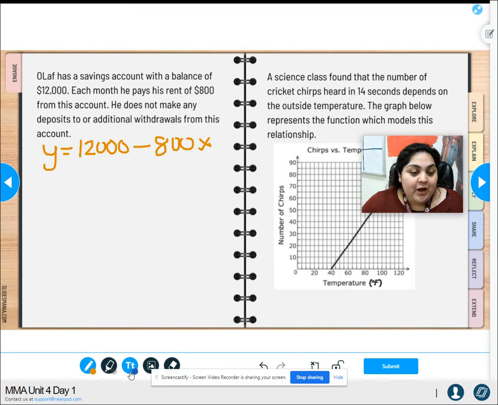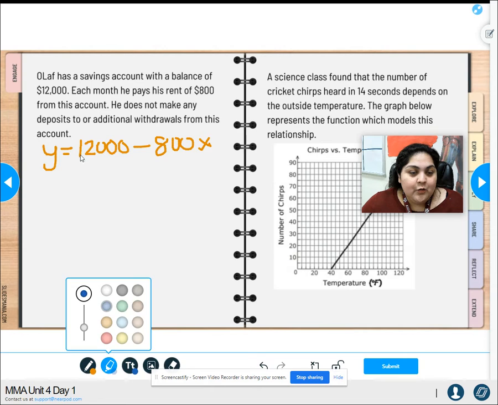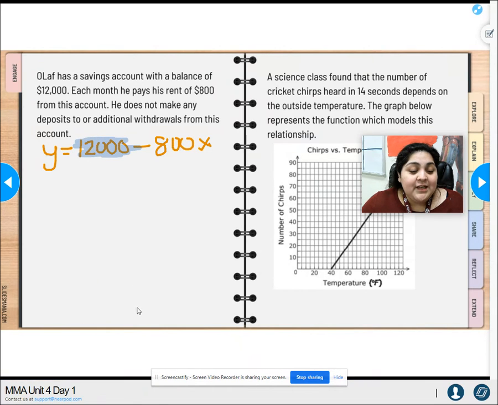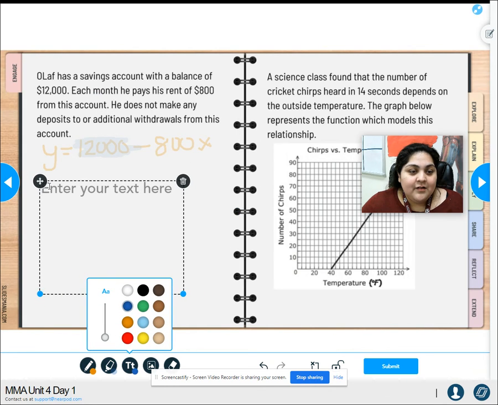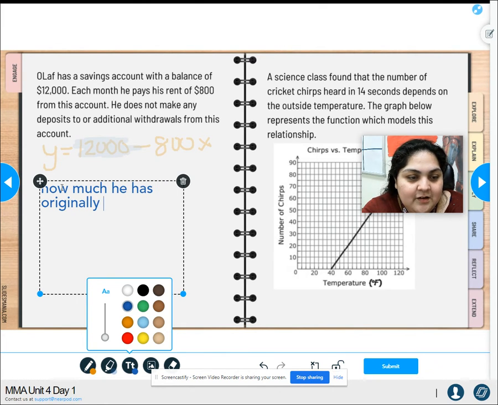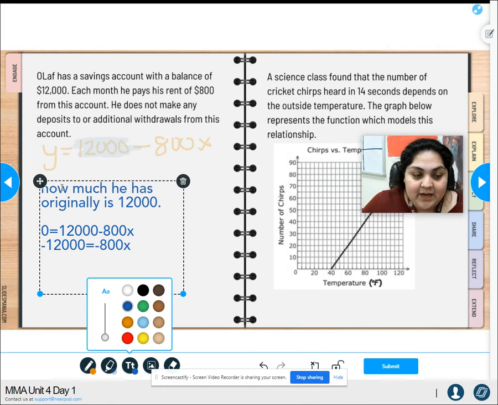Okay. My y-intercept will be this right here, because that's how much he has in the account. How much he has originally is $12,000. That's his y-intercept. The x-intercept will be when I solve this. So 0 equals 12,000 minus 800x. We subtract the 12,000 from both sides. And now we divide it by 800.